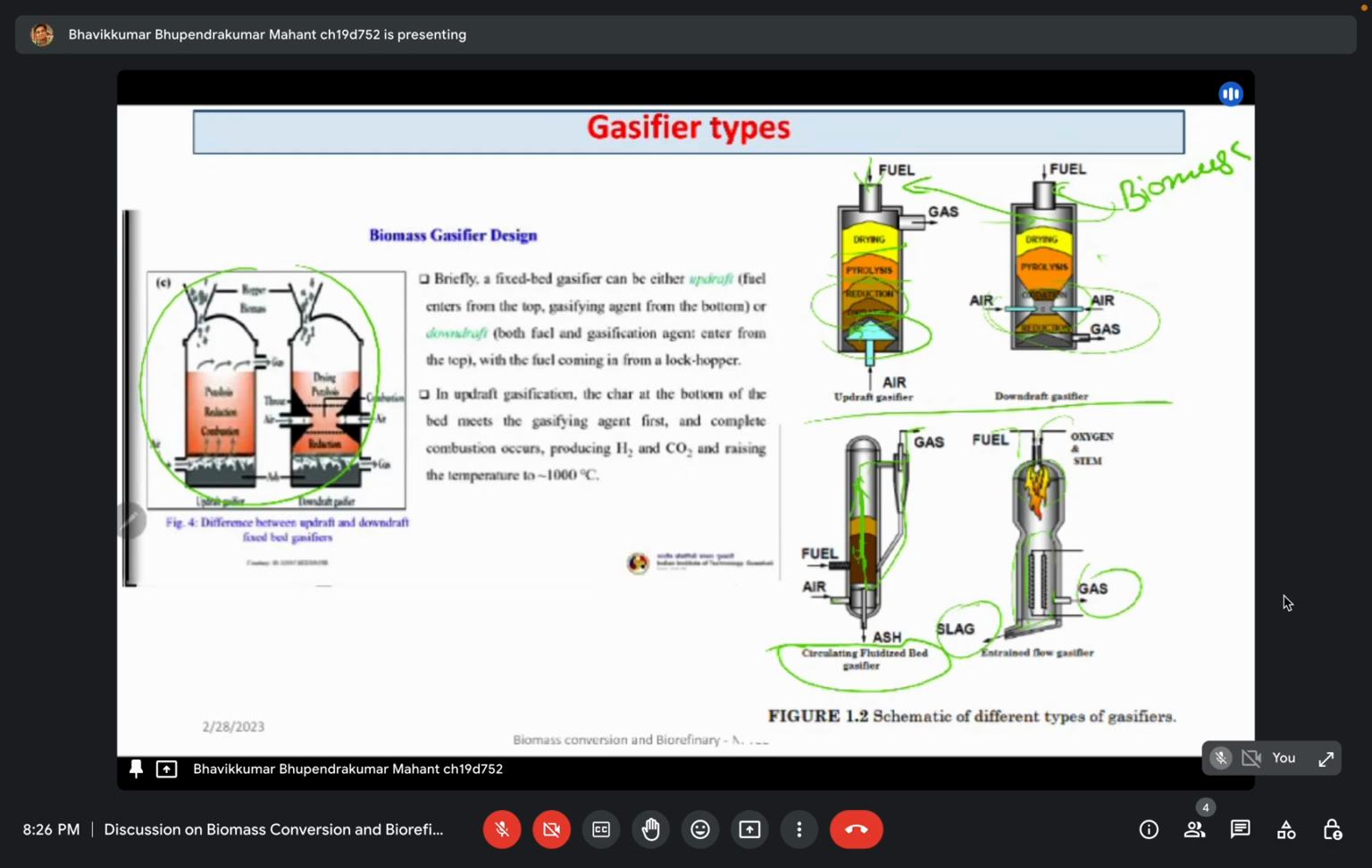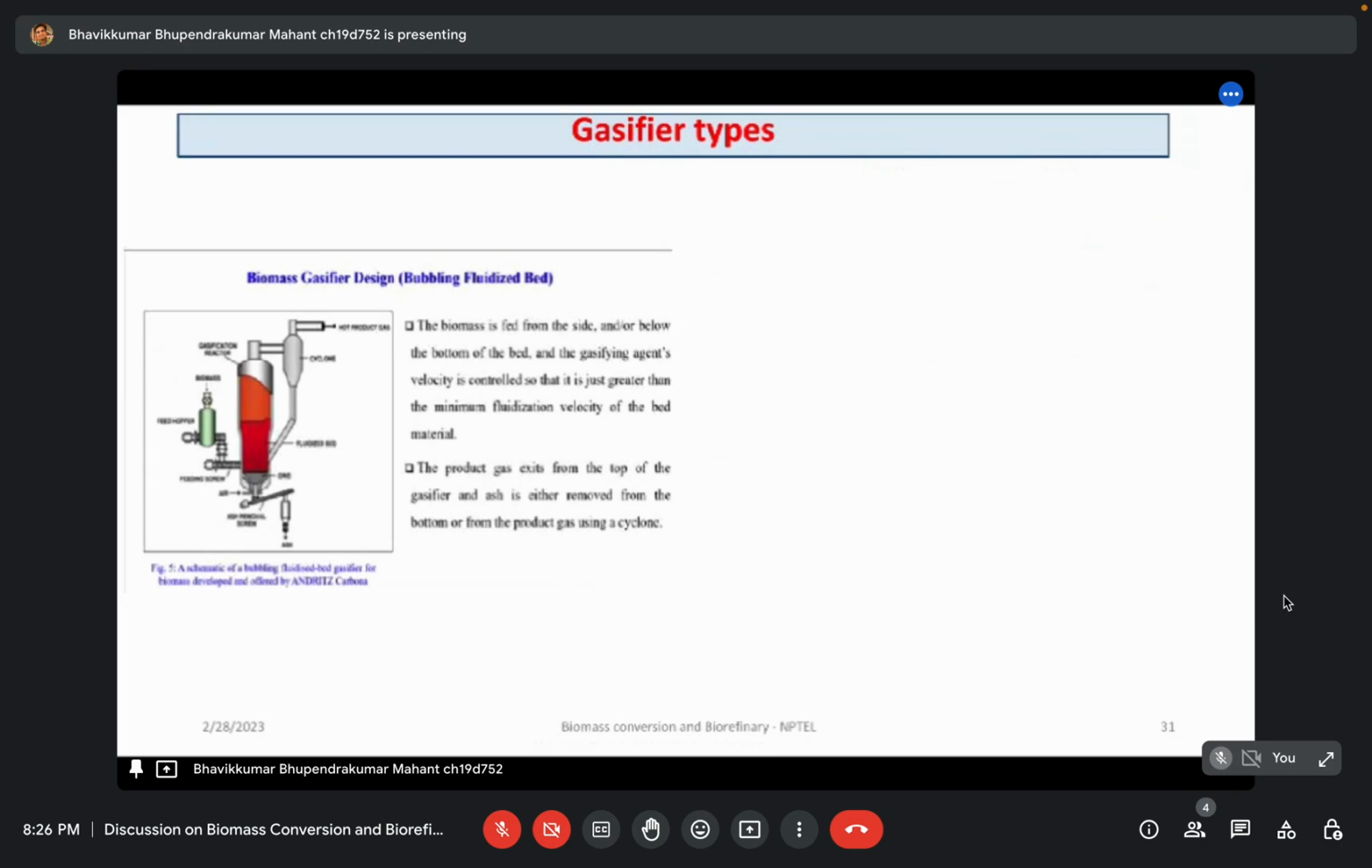So this is how these gasifiers are there. And some more gasification, if you want to see the biomass gasifier design. This is a bubbling fluidized bed. It is a fluidized bed. We just see that it is the same one. And this is a circulating fluidized bed or the bubbling fluidized bed.